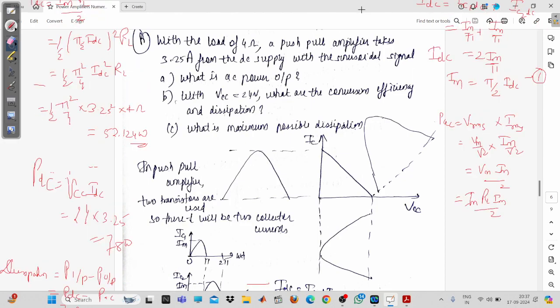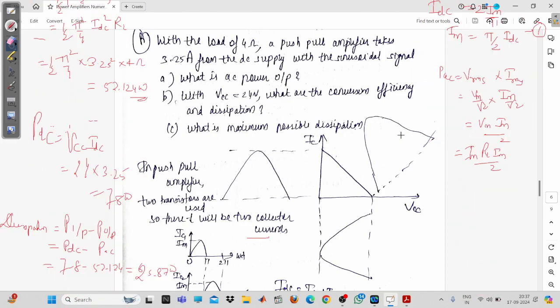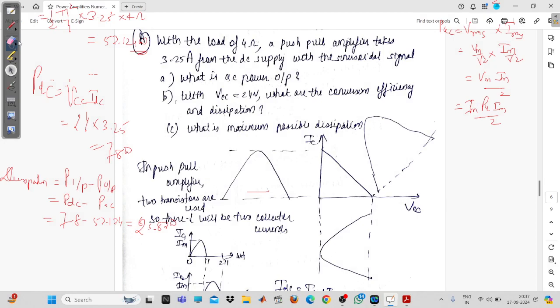Efficiency will be equal to conversion efficiency. You have to calculate. Just a minute. Some mouse problem is there. So efficiency will be equal to PAC upon PDC. PAC is 52.124. You can see the conversion efficiency. This is very appreciable.